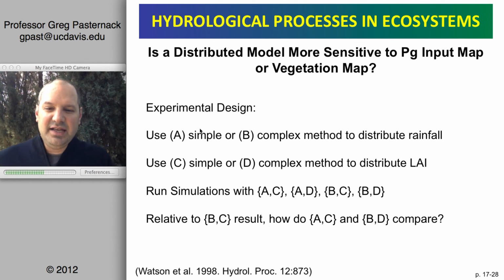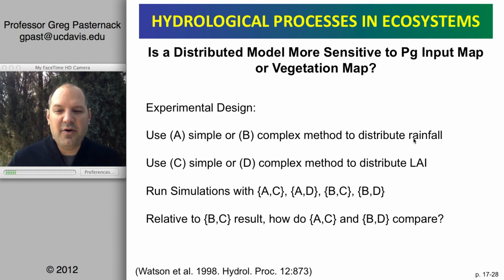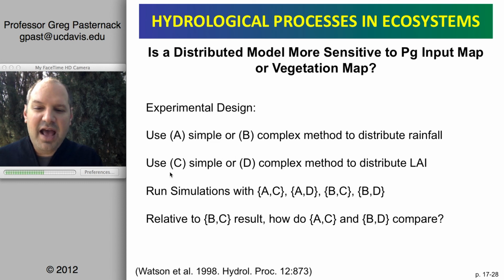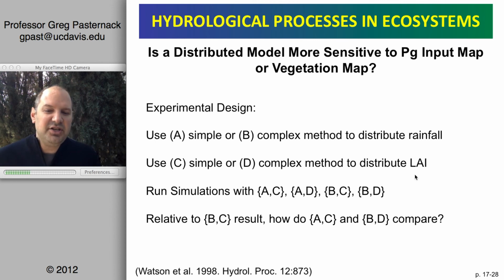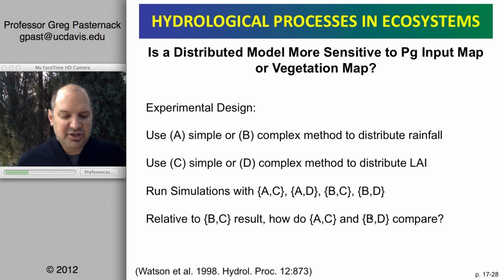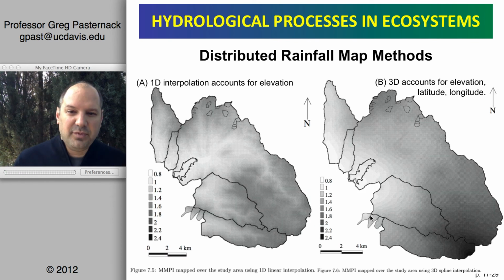The experimental design is I'm going to have simple or complex maps for distributed rainfall. That's A or B. And then I'm going to have simple or complex methods to distribute leaf area index. And in these distributed hydrological models, LAI is the primary representation of vegetation. Then I'm going to run simulations with all combinations, like AC, AD, BC, and BD. And then relative to the combination that has complex rainfall and simple LAI, I want to see whether the other combinations are performing better or worse.